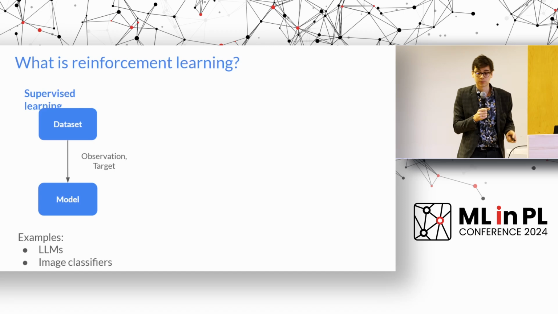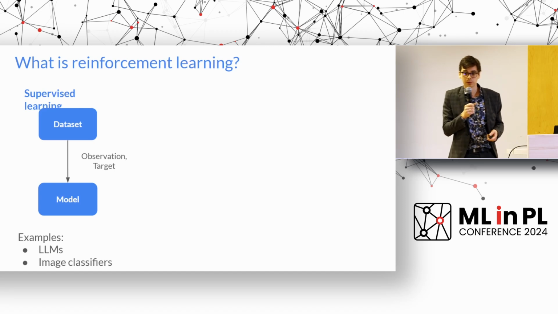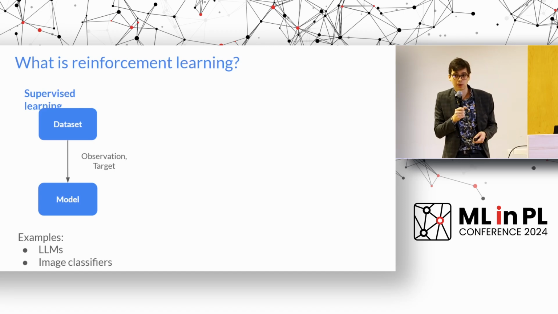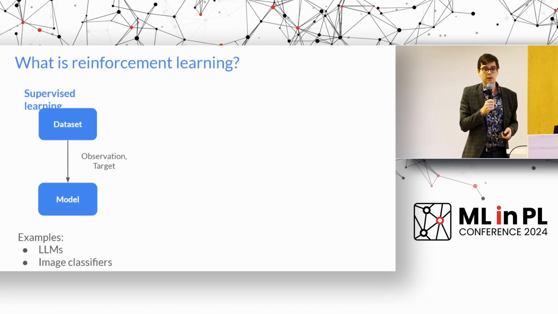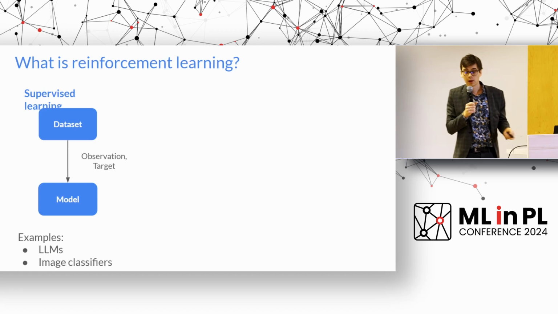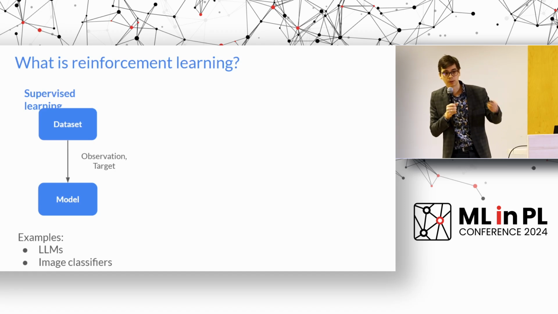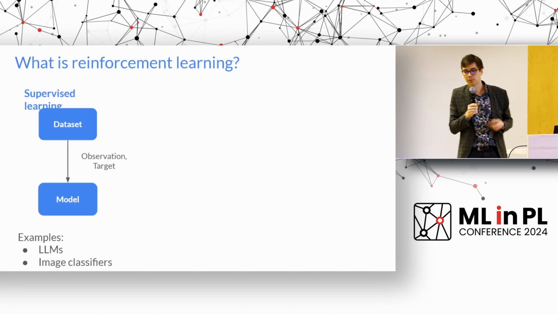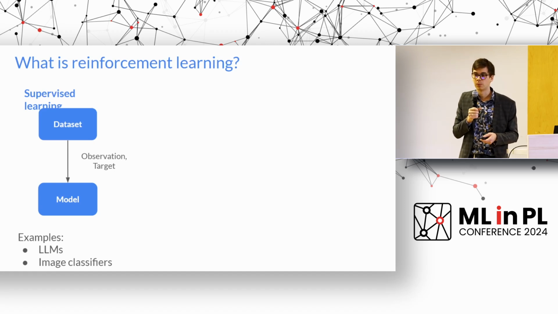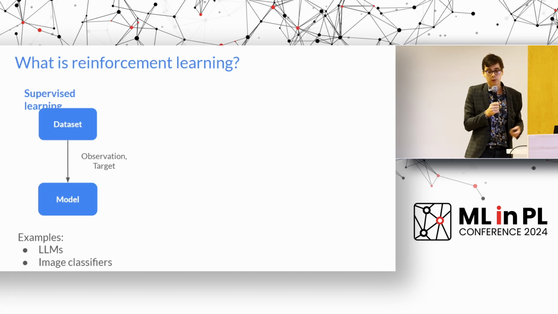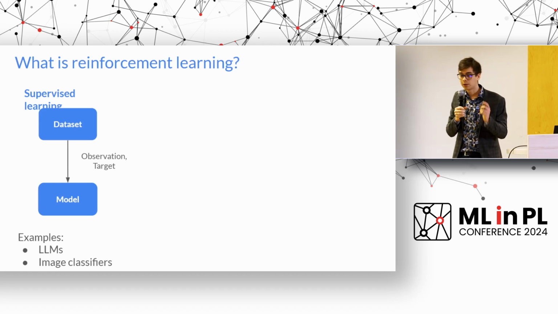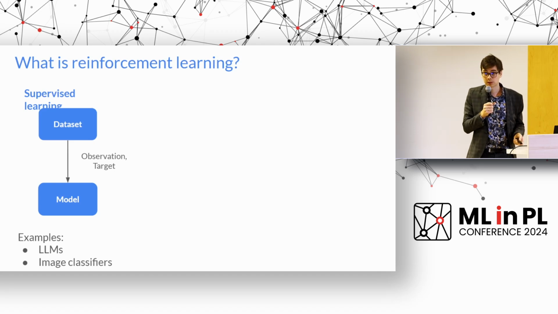Some examples of such systems are large language models. Here, your data set is basically the whole internet. Your observation is the sequence of words observed so far, and the target is the next word in the sequence. And with this fairly simple objective, we can get amazing results as we have all seen in the past few years.